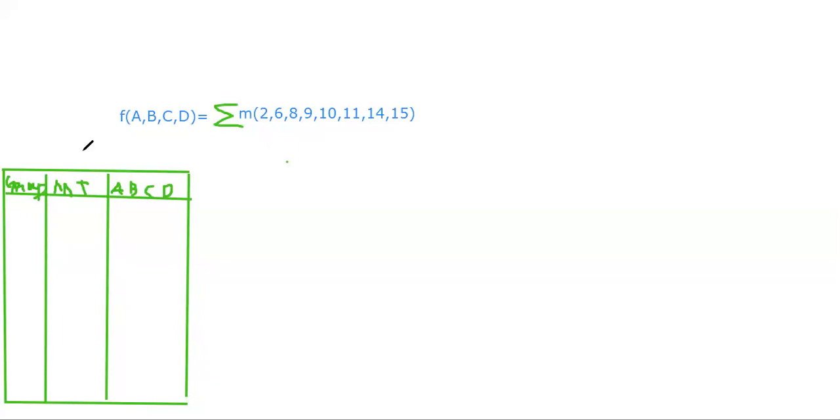So this is table 1, where we'll be having all these minterms: 2, 6, 8, 9, 10, 11, sorry, 14 and 15.